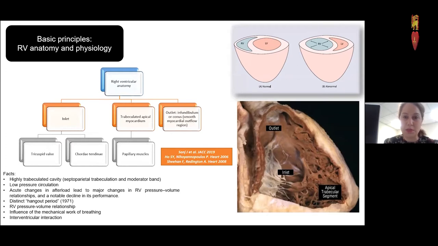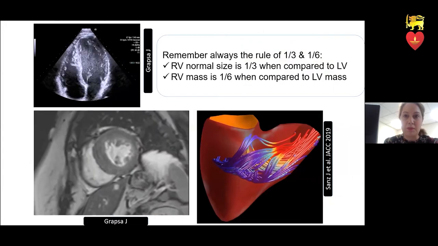That's why acute changes when it comes to afterload, for example, when you have a change in the RV pressure volume relationship, you will see the right heart dilate and become acutely pressure loaded. It's very important because the right interacts with the left through the interventricular septum. But remember this rule of the 1/3 and the 1/6. The RV normally is, as you can see on the echo slide, 1/3 when compared to the left heart, and this is a normal RV, which is not pressure loaded, not volume loaded, and the function is normal. And the RV mass is 1/6 when compared to the left heart.